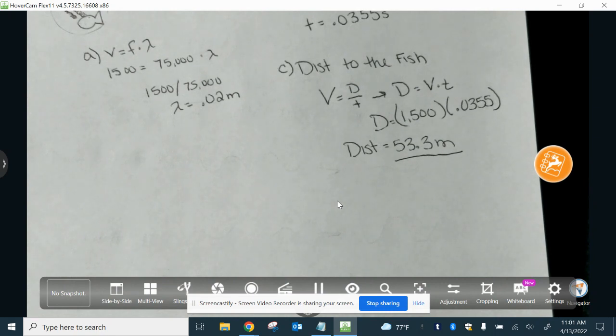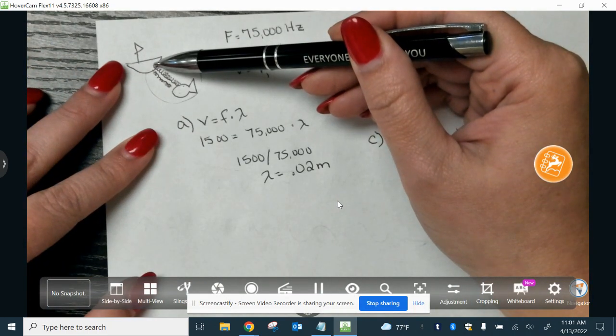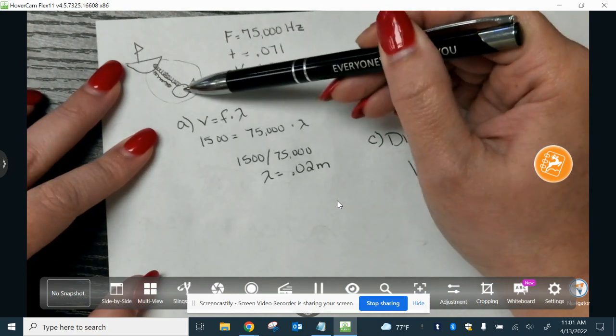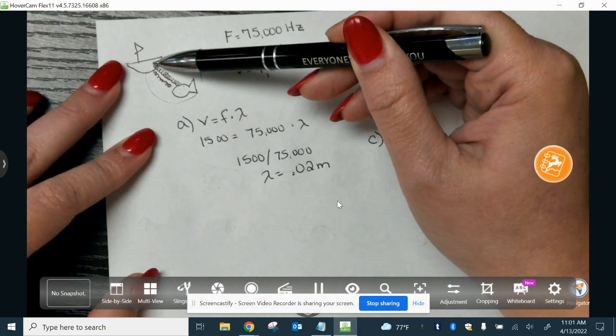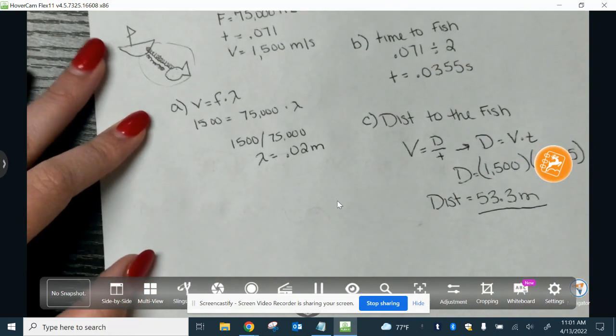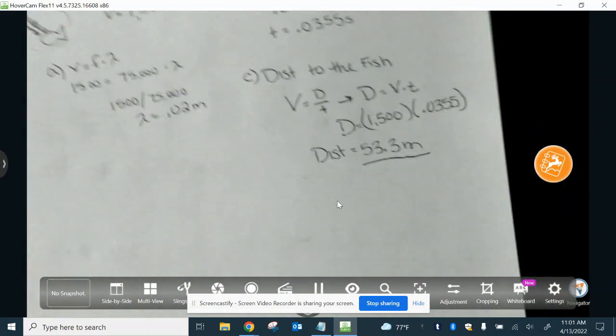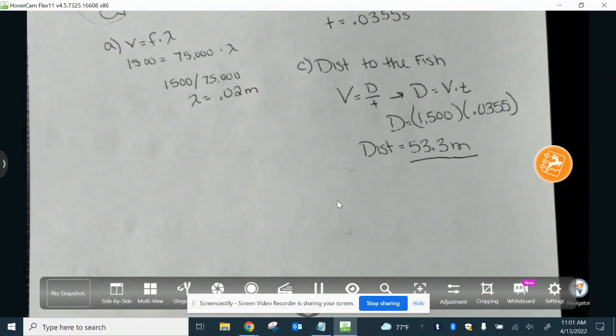So why did you divide the time by 2? I divided the time by 2 because the time was picked up from when it sent this wave to when it got the wave back. But I only want the time to the fish. Any other questions over this?